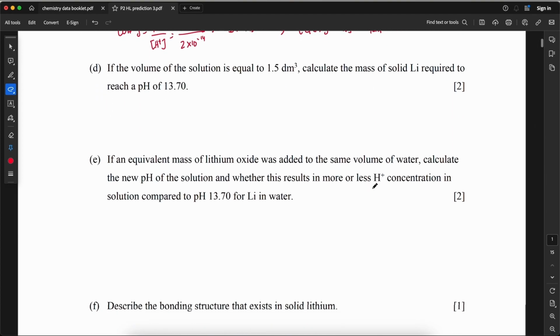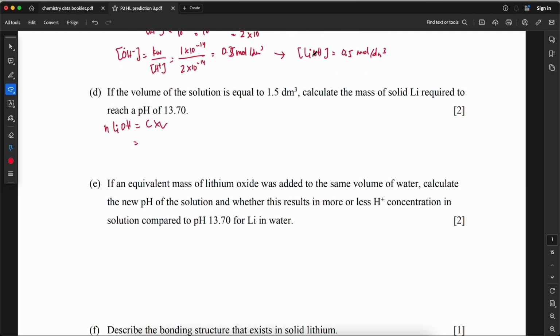If the volume of the solution is equal 1.5 decimeter cube, calculate the mass of solid Li required to reach a pH of 13.70. So now we need to find the mole of LiOH. So that would be C times V. C, we know it's 0.5 from this question. So 0.5 times V, it's 1.5. So that would be 0.75 mole.